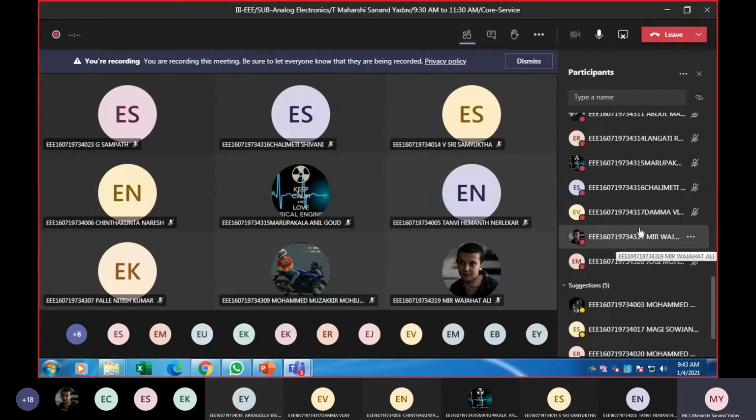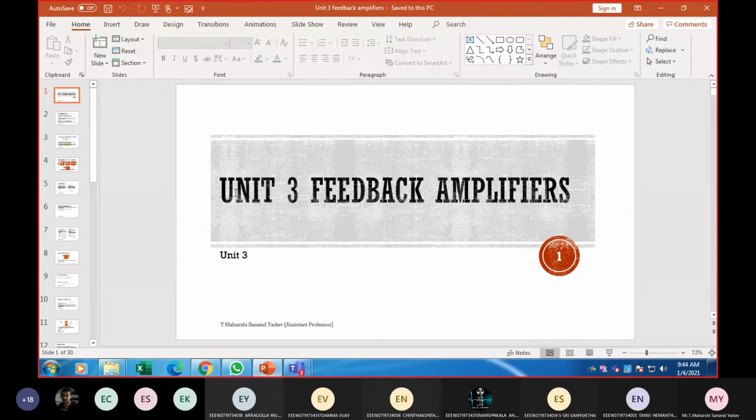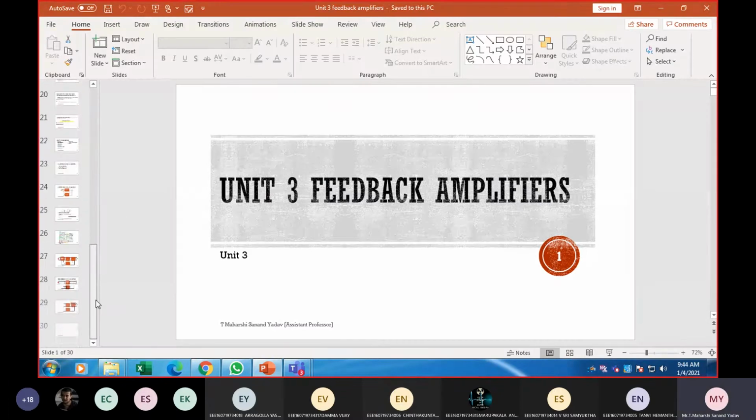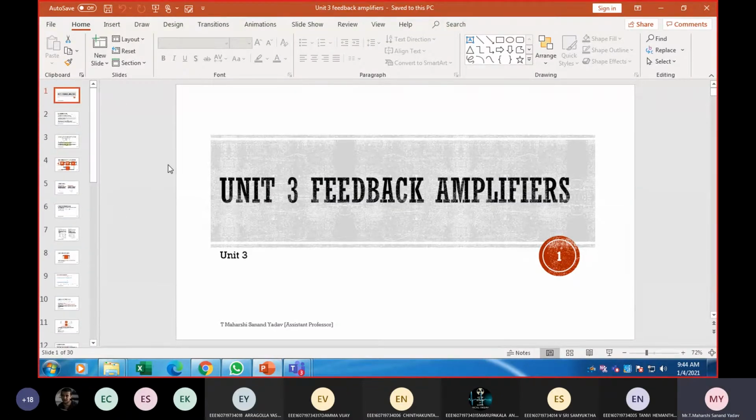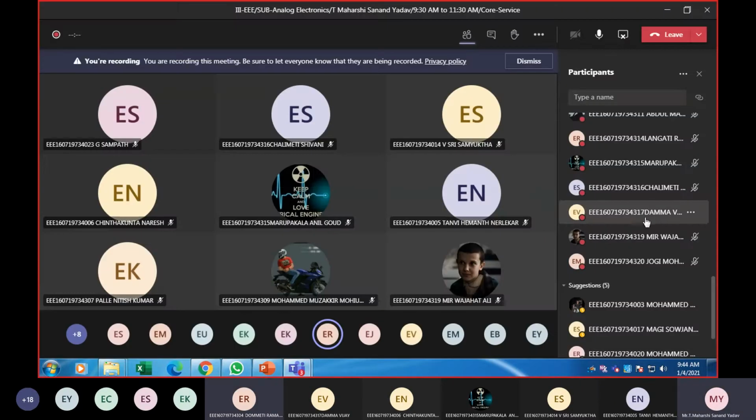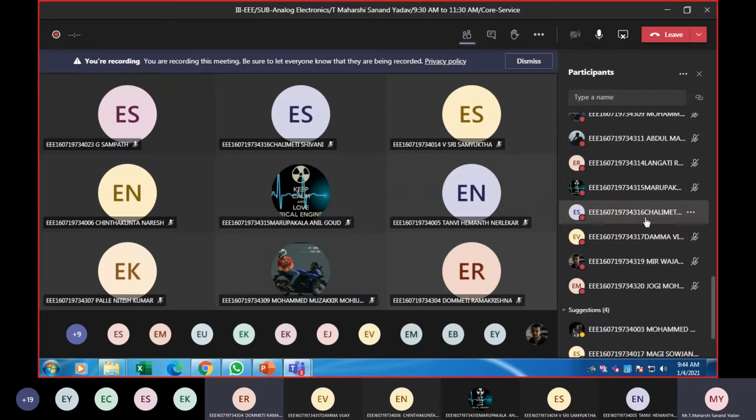What is meant by feedback? What is feedback? Already I told you about this term. What is feedback? Output by input. Feedback. Output by input is gain. Yes, Ramakrishna, tell me about approximate model and exact H parameter model.